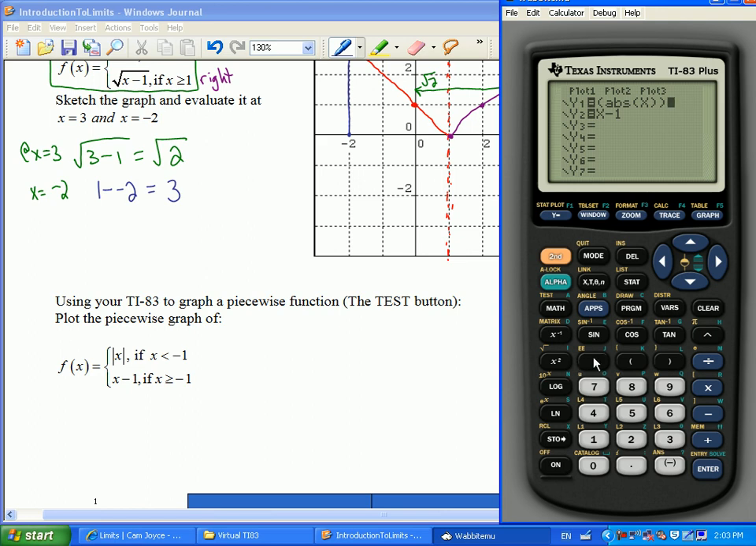And I'm going to use the test, not like make you nervous test, like as in right there it says T-E-S-T right above math. So second function test. And there's where all your inequalities are in the calculator. So if I only want something to happen when x is less than -1, that's what I'm going to put here, x, and I'm going to ask for it to test that it is less than -1.